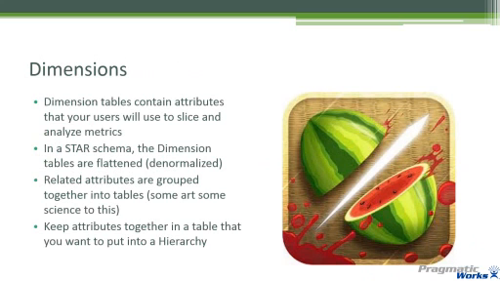So a little bit more on the dimensions. Like I just said, the dimension tables contain the attributes that your users will want to slice and analyze our metrics with. So in a star schema, if you've heard of that, the dimension tables are flattened or denormalized from our source systems. So again, from our data, we're going to be looking at data that's coming out of our sys tables and our sys indexes and our sys schema tables from our source. We're going to flatten that into one indexes table and roll those all together.